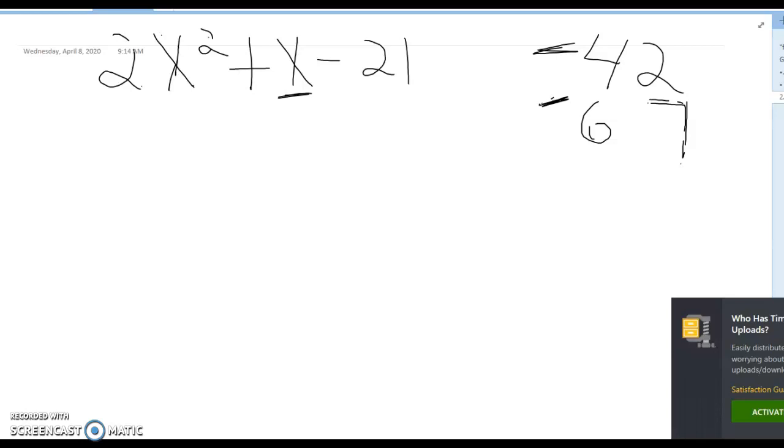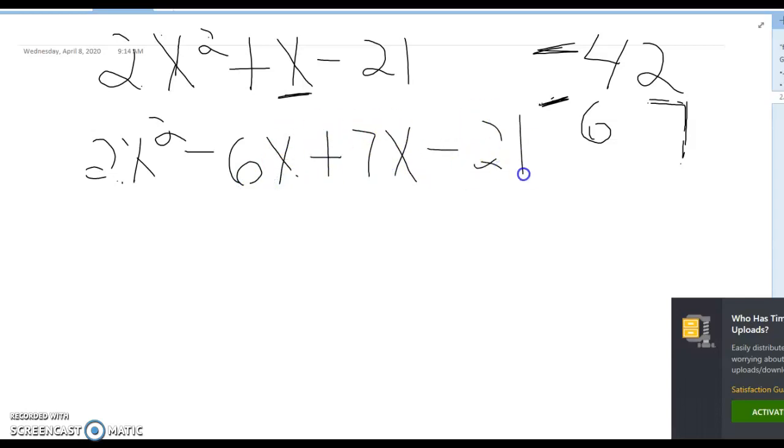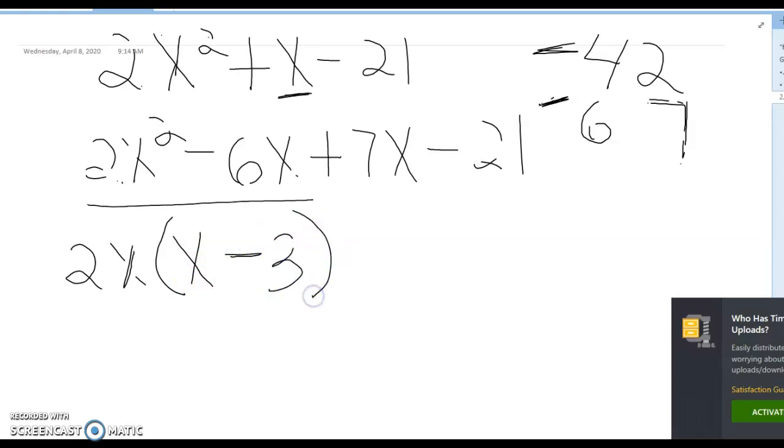When I rewrite my equation, it's going to be 2x squared minus 6x plus 7x minus 21. When I factor out of here, I'm going to factor out a 2x. I do need to be careful of my signs. So this is going to be x. It's a minus, so I keep the subtraction, x minus 3. And over here, I can factor out a 7. So I have 7 times x minus 3.